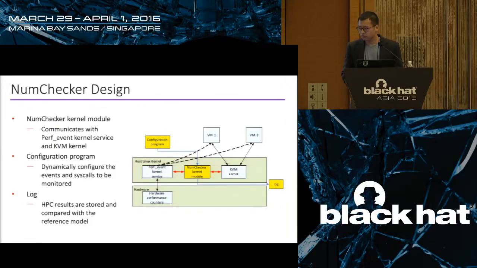The count values will be written to log files, and those log files are used to create reference models that we use to detect the rootkit. At runtime, we use the log data to compare with the reference model. I'm going to show you what that means. I'm going to show you the flow of the NumChecker design.